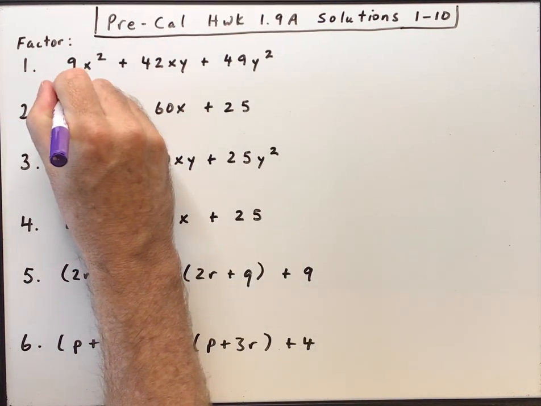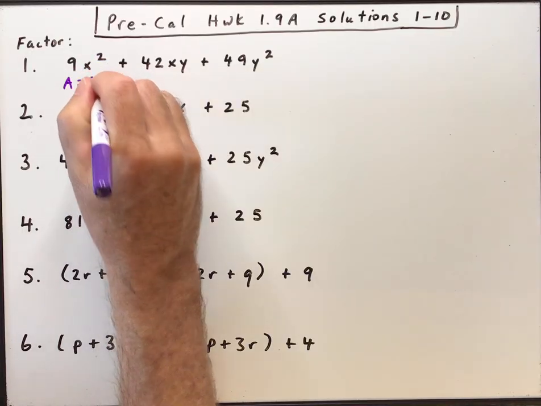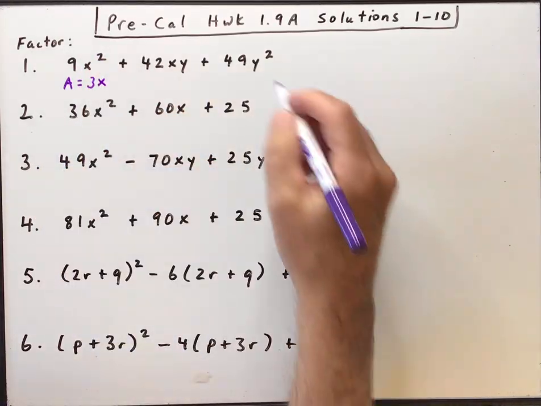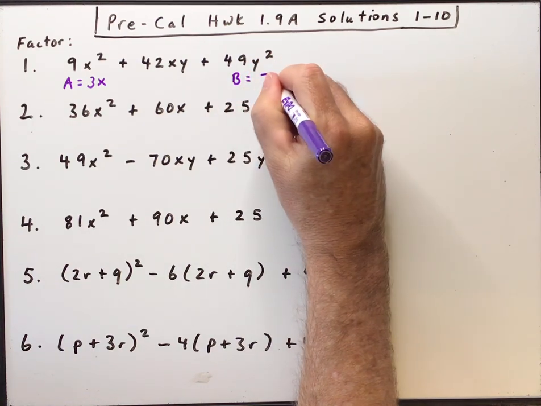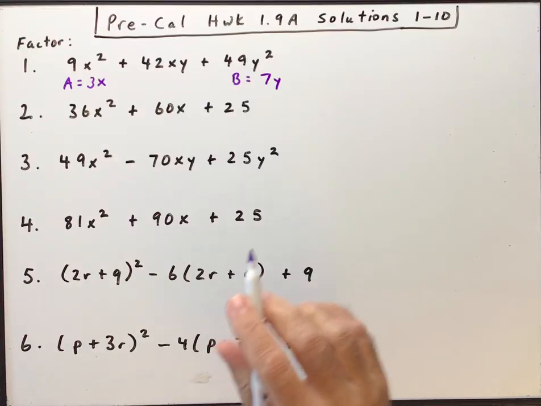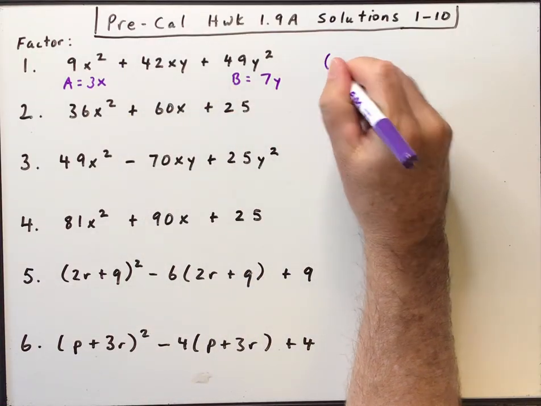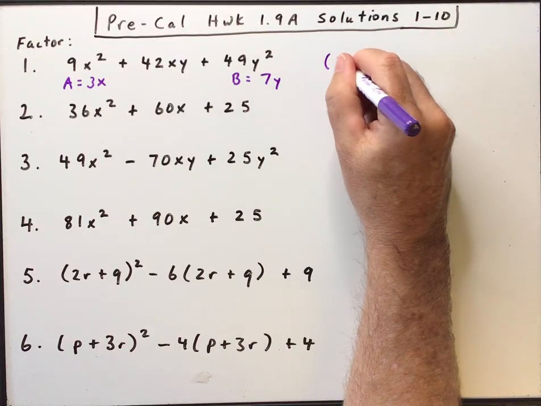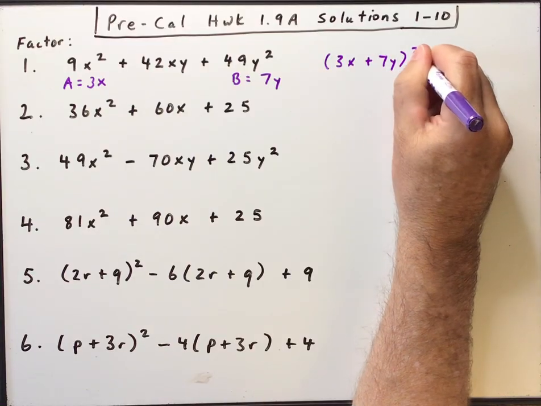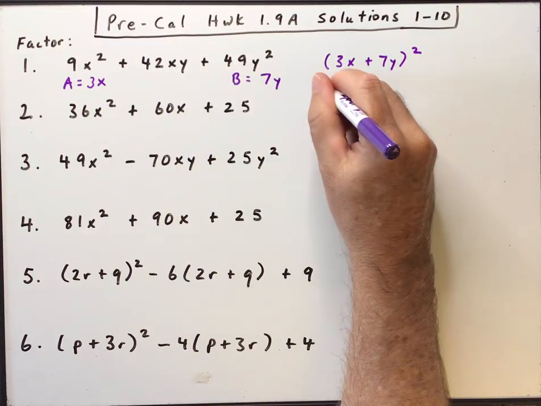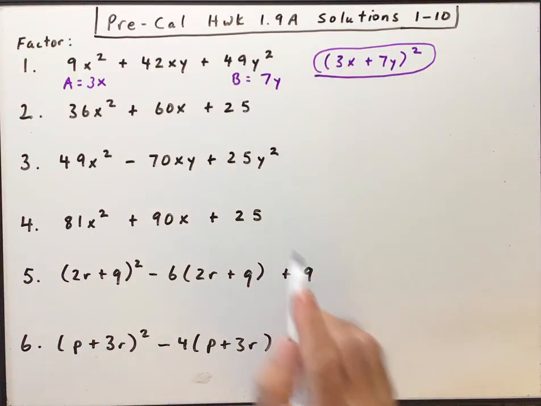So A, first term is a perfect square, and that's going to be 3x, right? 9x squared, 3x, and b is 7y. So this one, since everything is a plus, would factor into a plus b all squared, so 3x plus 7y all squared. And if you want to check that, just write it twice and FOIL it out, and you'll come back to the original here.